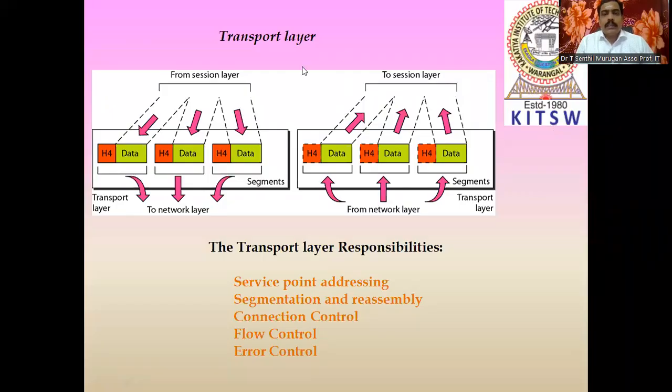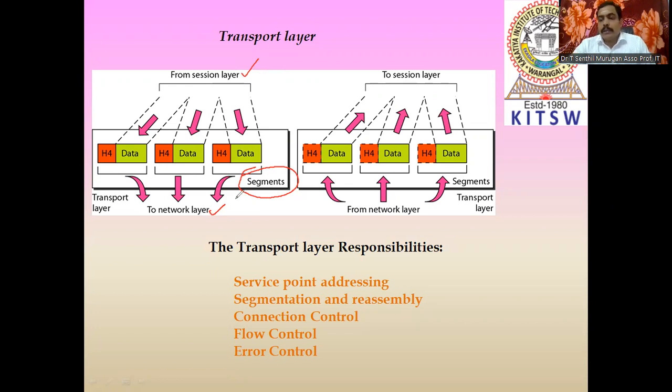Next we are going to discuss the transport layer. What is the top layer of the transport layer? The top layer is the session layer, and the bottom layer is the network layer. What is the data unit used in the transport layer? That is segments. Segments means messages. It gets the information or message from the session layer, which is converted into segments. The segments are forwarded to the network layer. So that is segmentation.